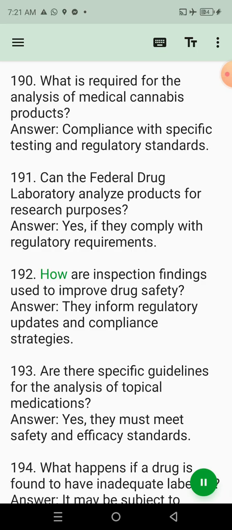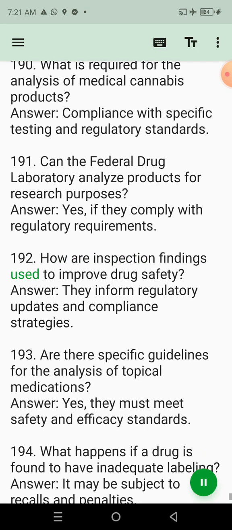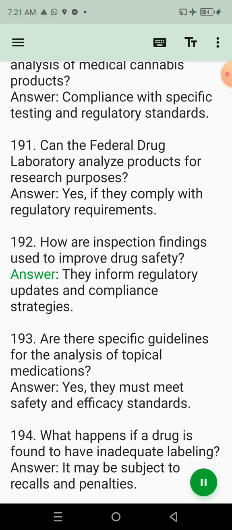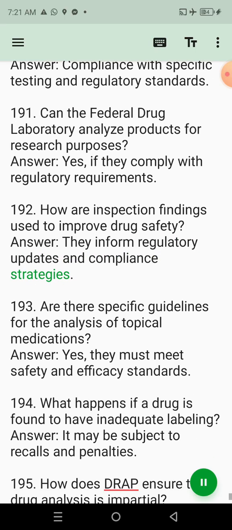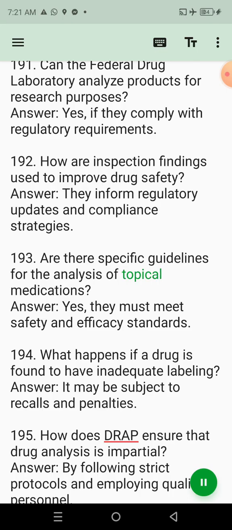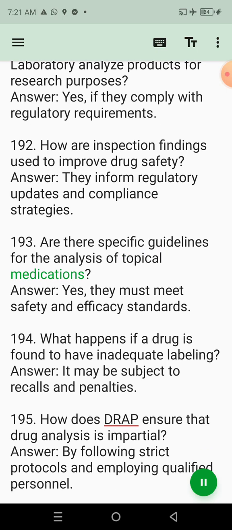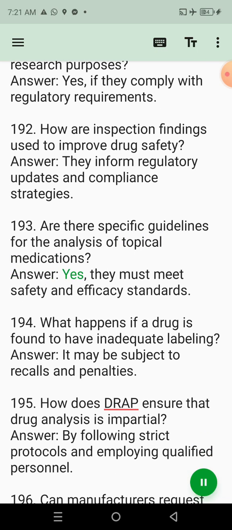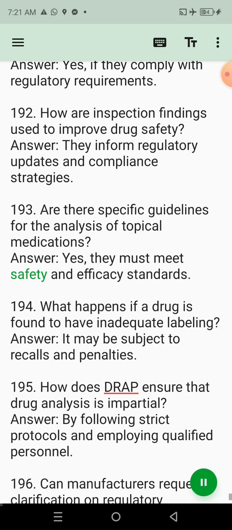192. How are inspection findings used to improve drug safety? Answer: they inform regulatory updates and compliance strategies. 193. Are there specific guidelines for the analysis of topical medications? Answer: yes, they must meet safety and efficacy standards.